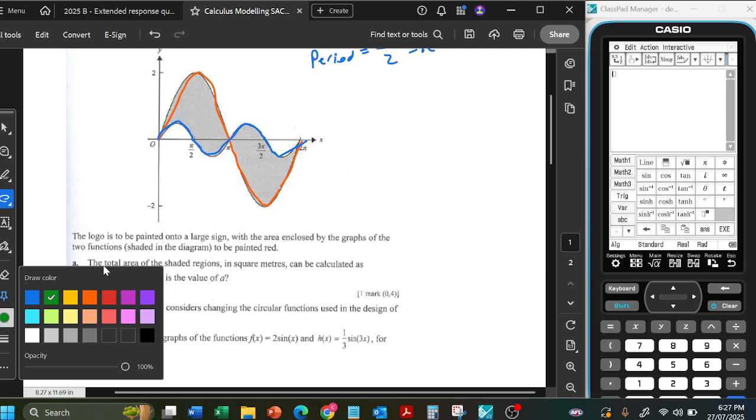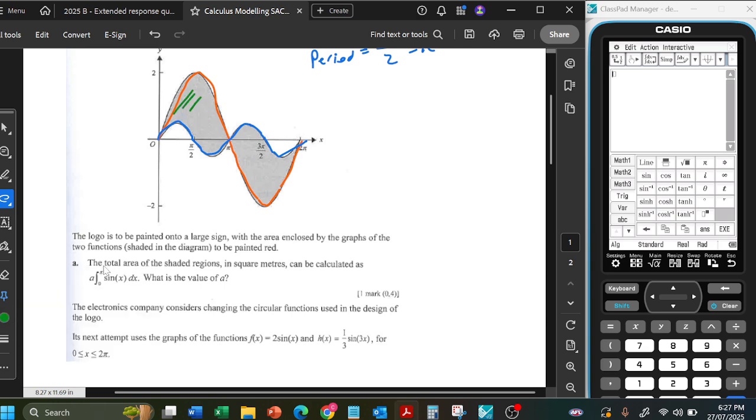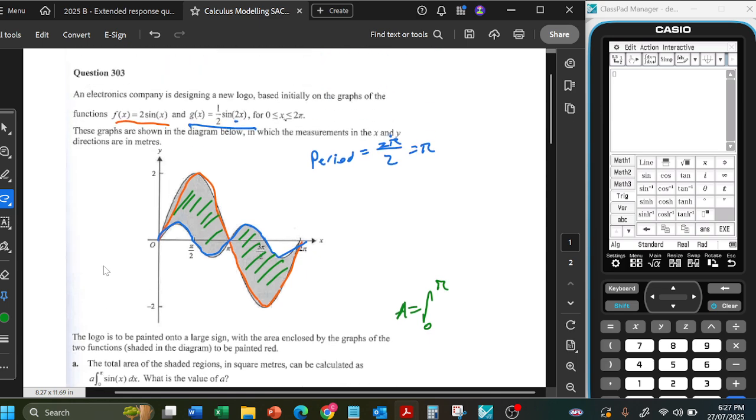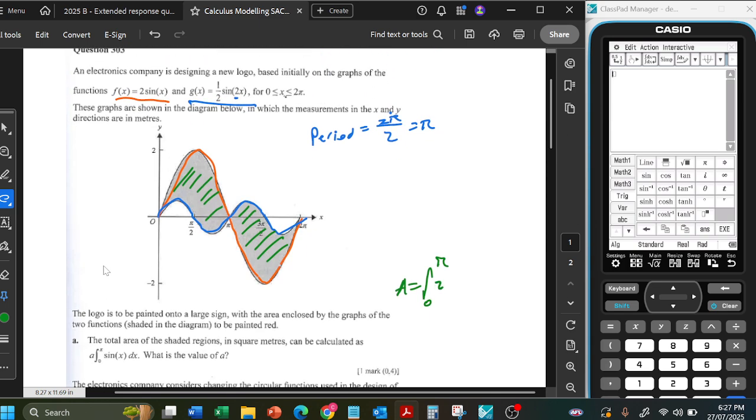So let's do this in green to start off with. So the area under the curve, which is all that stuff there, is going to be given by the integral from 0 to pi of this orange curve minus the blue curve. So subbing in the equations here, that is the integral of 2 sin x minus a half sin 2x dx. And we could just do that on the calculator. There are various geometric ways of interpreting this as well, of course.